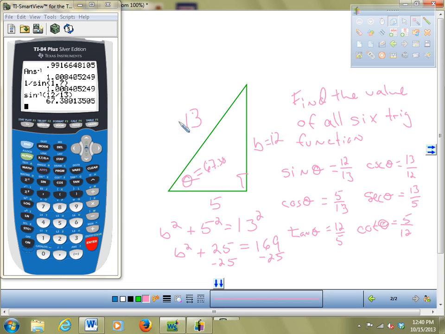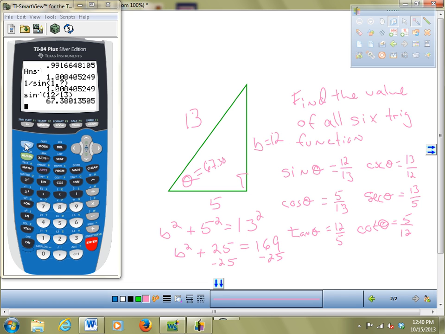So if I know that the ratio of the opposite side to the hypotenuse is 12 over 13, I will know that angle. I could also find it using secant or cotangent. For instance, maybe I want to know what that angle is, and all I know is the ratio of this side to this side. The ratio of this side to this side is 12 over 5.